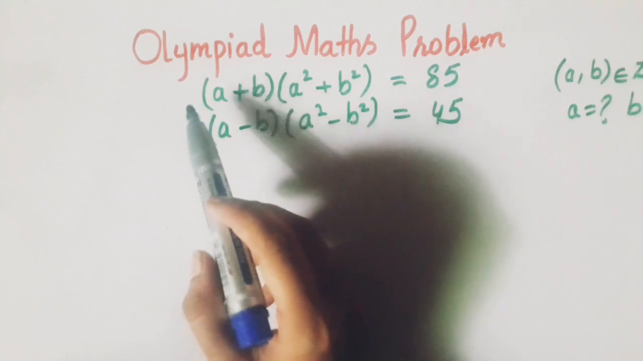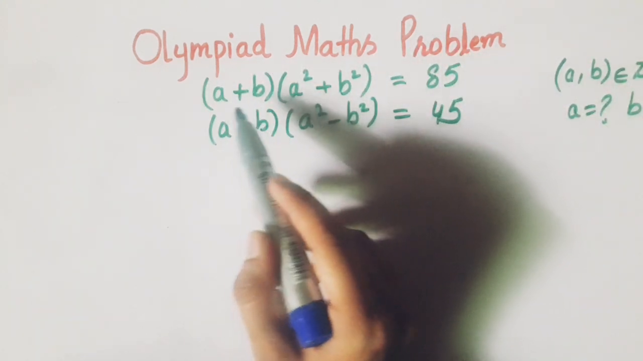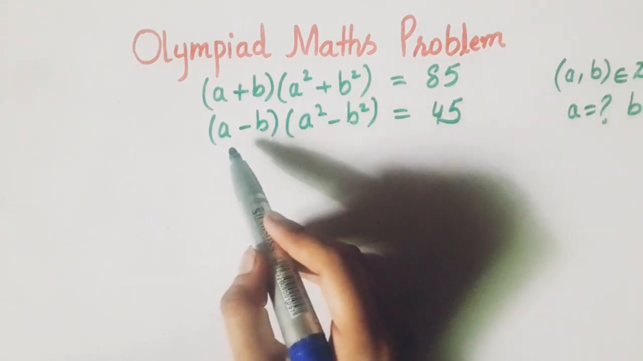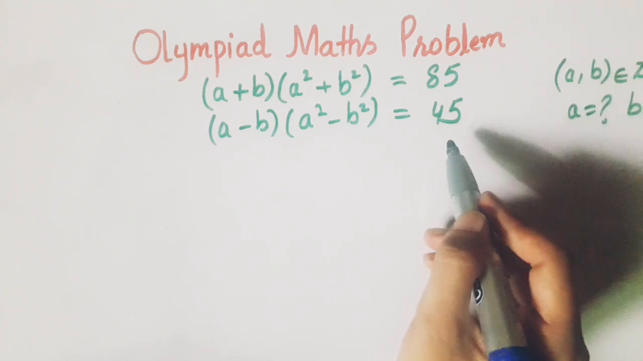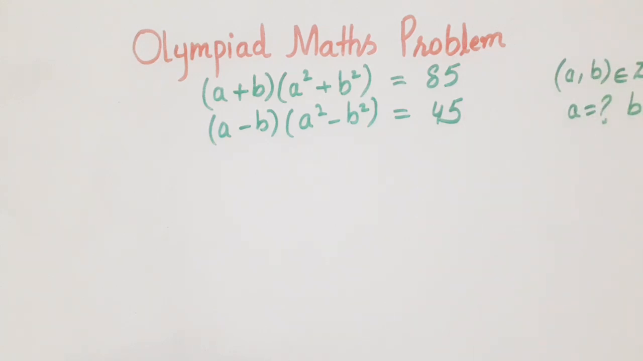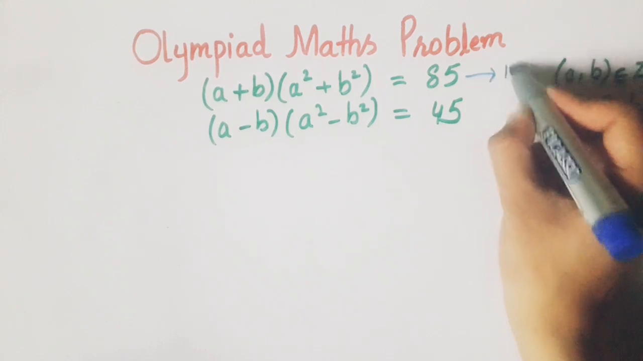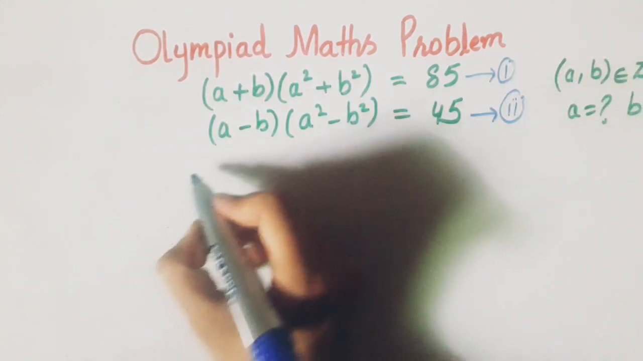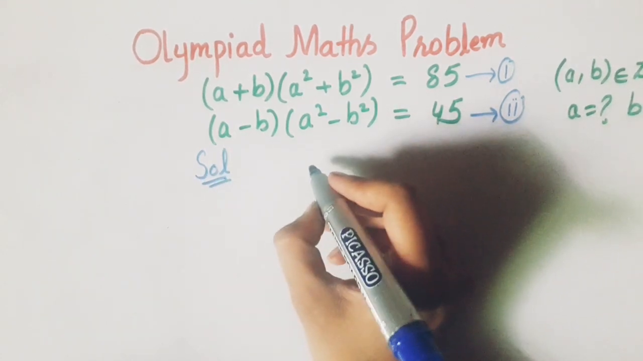In today's video we will solve an Olympiad math problem: (a plus b) into (a square plus b square) equals 85, and (a minus b) into (a square minus b square) equals 45. You have to find the value of a and b. Now we will call this equation 1 and this equation 2. To solve this, the first step is we will divide equation 1 by 2.